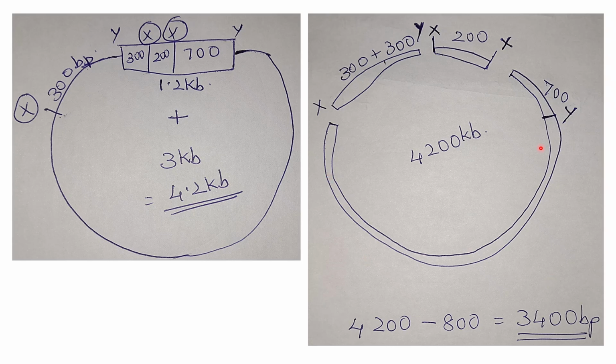They have asked the size of the largest fragment. Just subtract: 300 plus 300 is 600, plus 200 is 800. So subtract from 4200 base pair, that is 4.2 kb minus 800, and you will get 3400 base pair. So that will be the size of the largest fragment that you obtain after digestion with X.